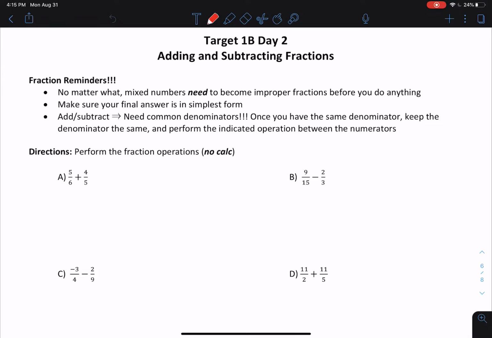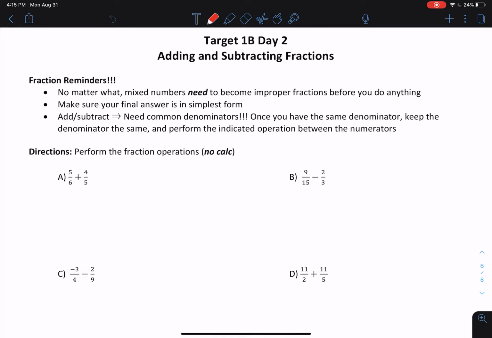Okay, so let's get into this. 5/6 plus 4/5. Well, 6 and 5, the denominators are not the same, but I need them to be the same. So this is where we have to ask ourselves, what do 6 and 5 both go into? Let's find the least common multiple of 6 and 5. Well, 6 and 5 both go into 30. That is the smallest number that they both go into.